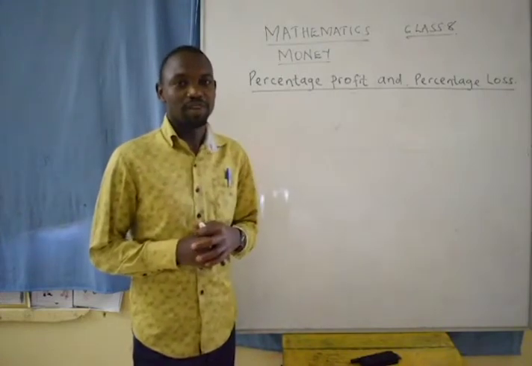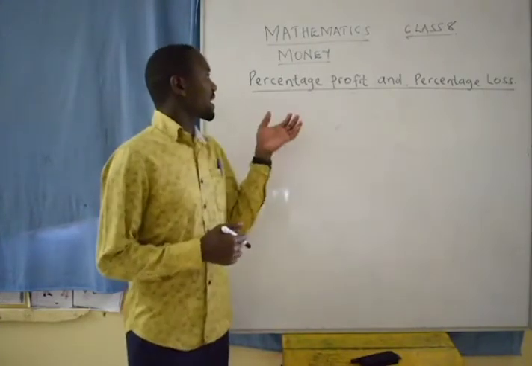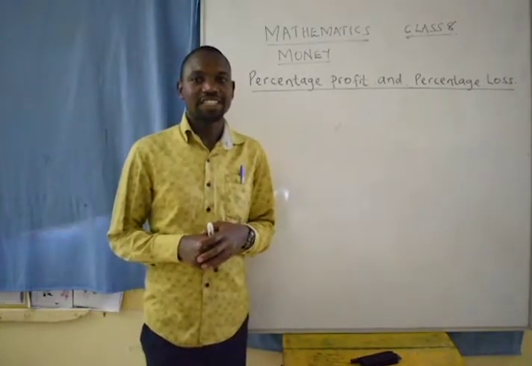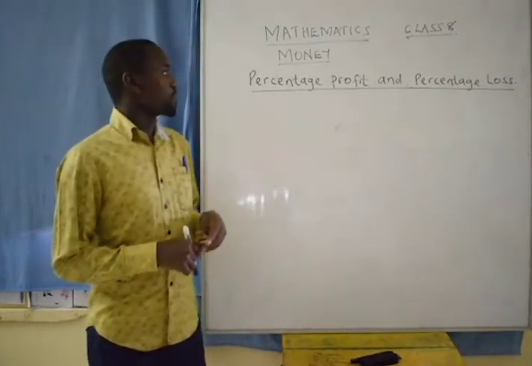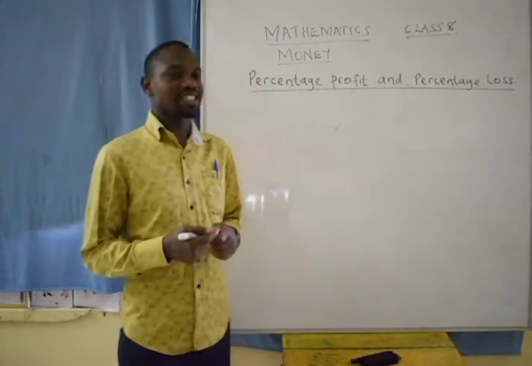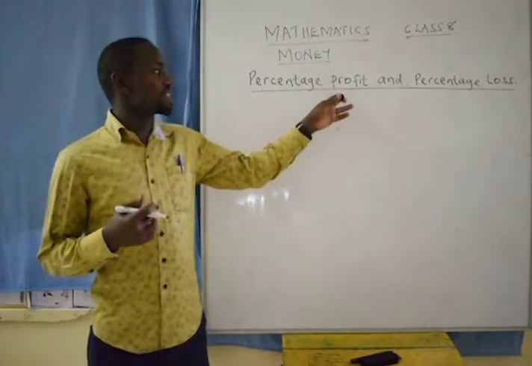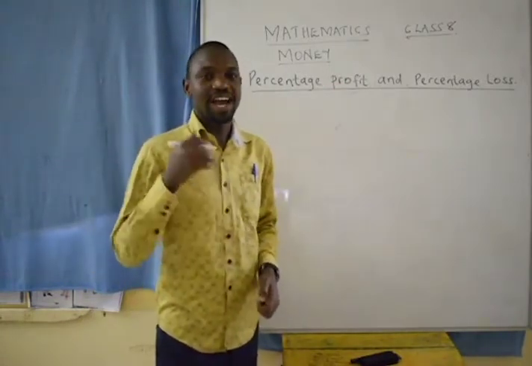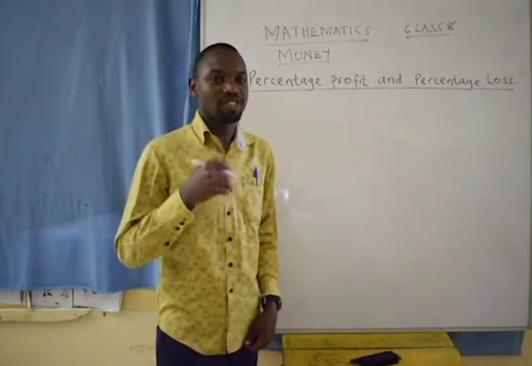I want to welcome you to today's mathematics lesson on the topic money. Money is still part of measurement, and I want us to briefly talk about percentage profit and percentage loss. Profit and loss was introduced in the previous classes, whereby profit is the amount of money that you get after selling an item at a higher price than the money you bought the item.